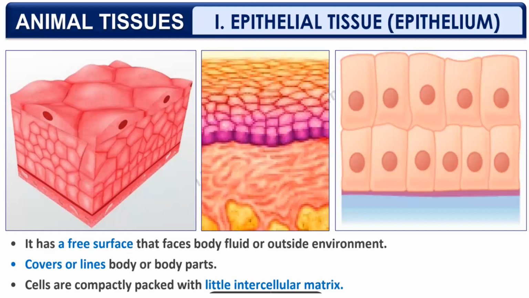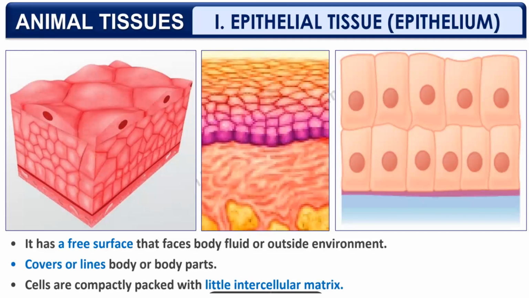It covers or lines the body or body parts. The main function is to cover or form a lining on the body, for example the skin, or body parts. Your organs like lungs, heart, brain, stomach, small intestine, large intestine, all organs are covered with one layer of epithelial tissue. That layer will be more or less. It depends. If more protection is required, the layer will be thick. If less protection, the layer will be thin.